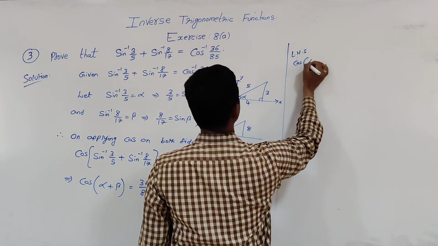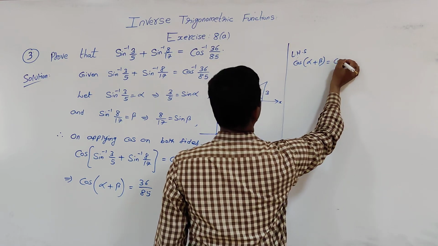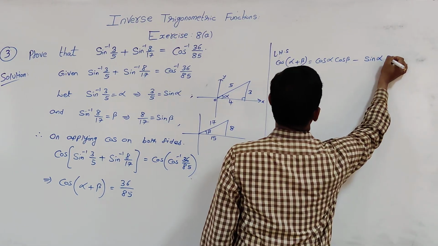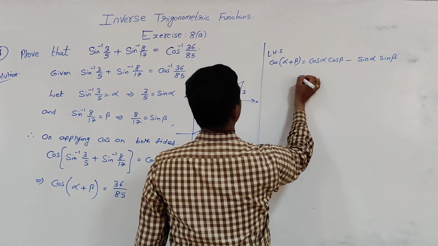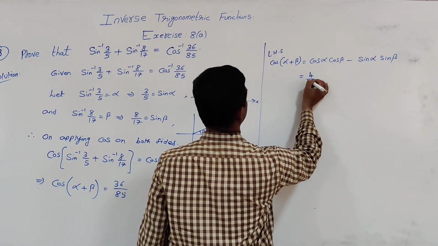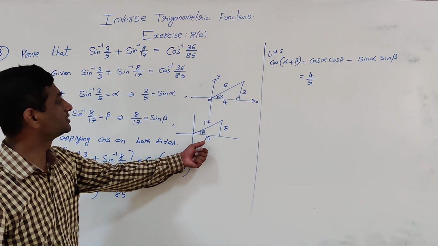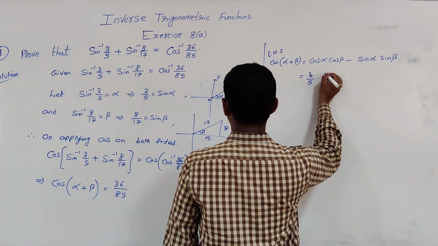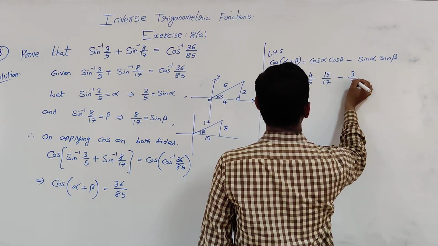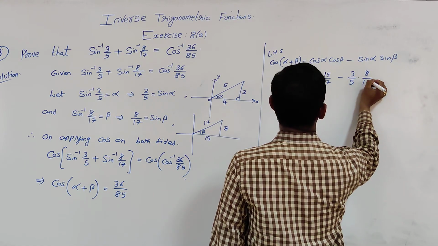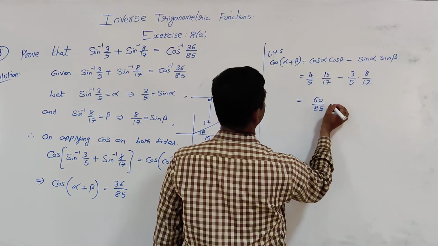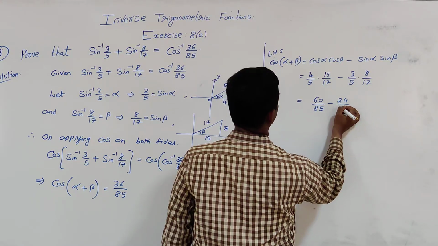Cos of alpha plus beta is cos alpha cos beta minus sin alpha sin beta. What is cos alpha? From the alpha right angle triangle it is 4 by 5, and cos beta is 15 by 17, minus sin alpha is 3 by 5 and sin beta is 8 by 17.